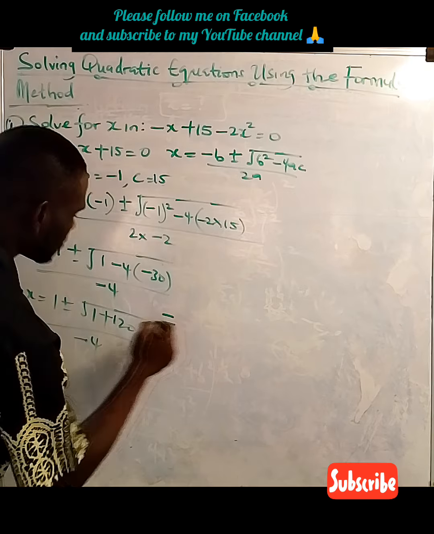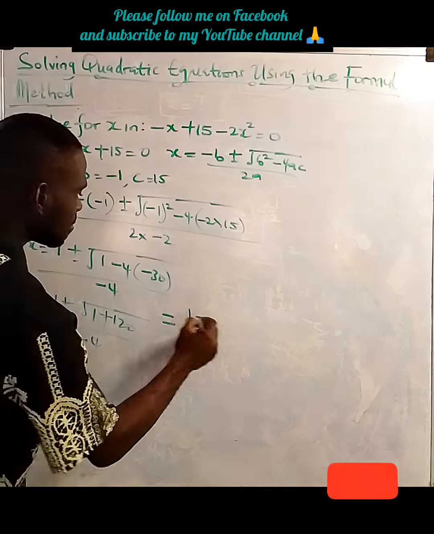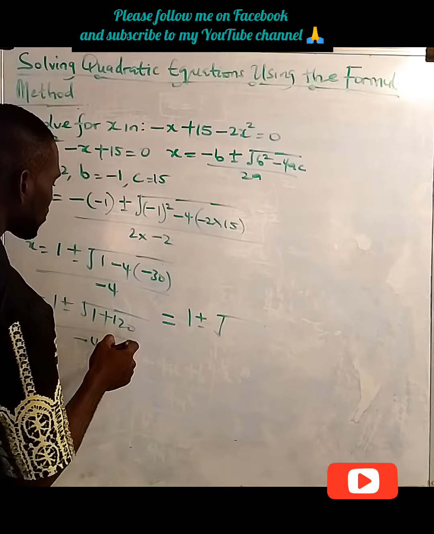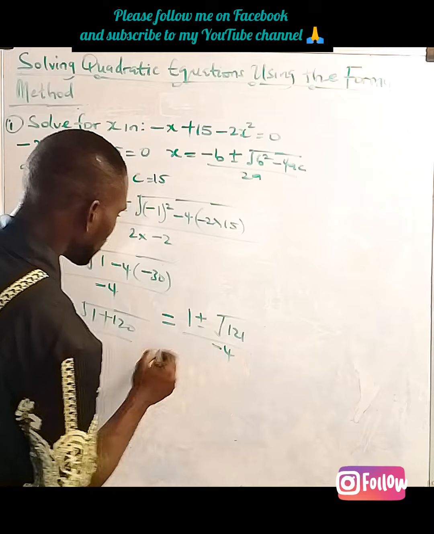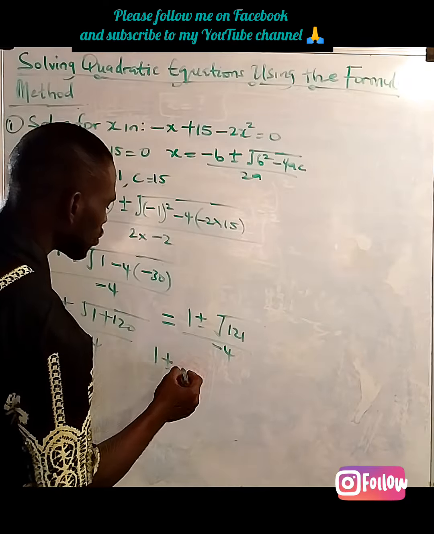So what do we do next? We are very close to getting what we want. That's 1 plus or minus the square root of, and 1 plus 120 gives us 121, over -4. So we have 1 plus or minus, and the square root of 121 is 11.